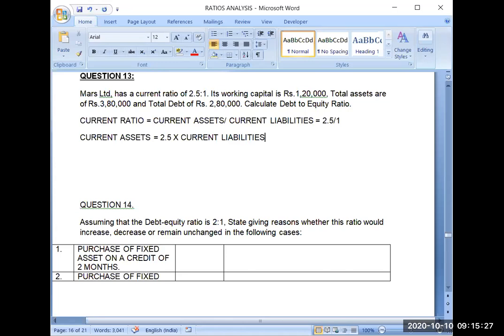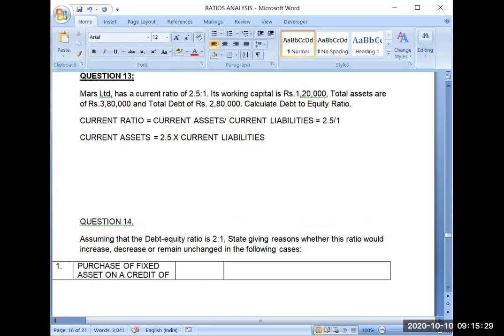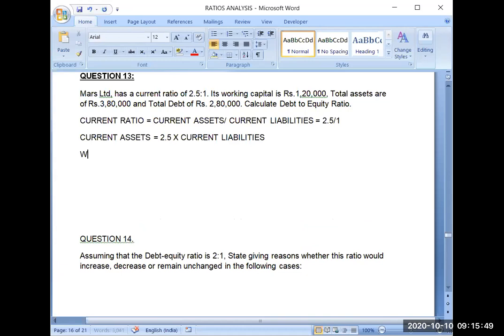Now, the second information we will use because we can't go beyond that. We don't know the value of current assets. We don't know the value of current liabilities also. So that's why we are helpless beyond that. We will not be able to proceed further in this equation. So we will leave this equation. Then we will proceed towards the next information, which is given, working capital.